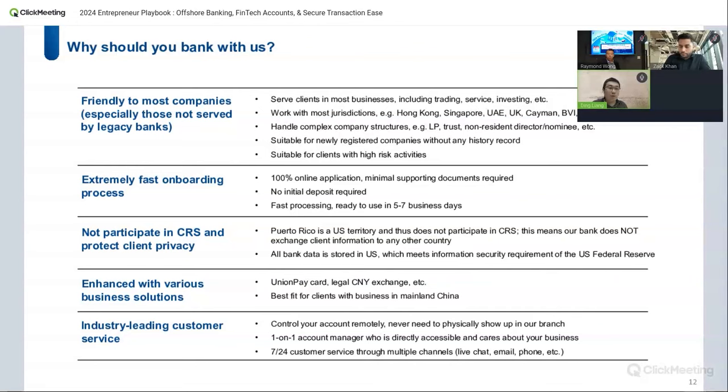The last one, we do offer industry-leading customer service. As I mentioned earlier, not all offshore bank accounts provide good client service. We're different because our team is in Asia, right? In Hong Kong, in mainland China, in Singapore, and we offer a one-on-one relationship manager. So if you have any questions on your transaction, on the fees, or whatever, you can always find someone you can talk to. So that's the 5 features for why you should bank with us.